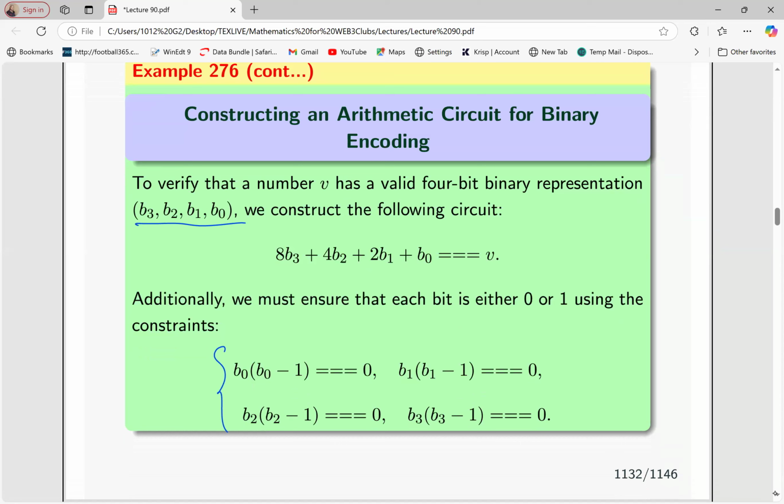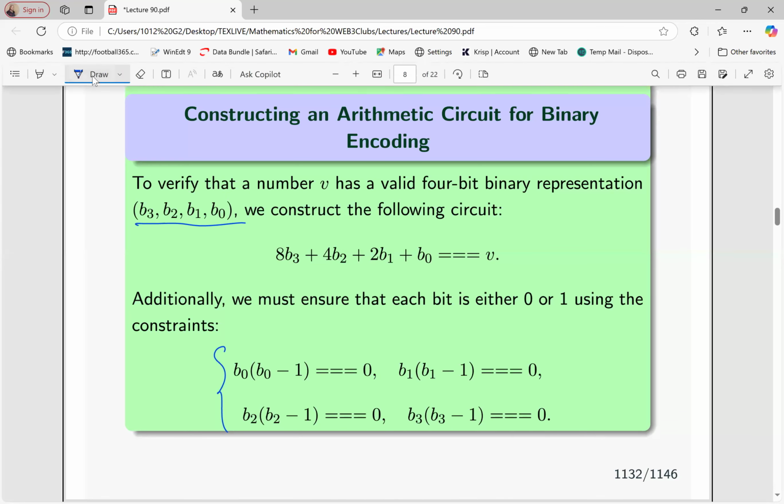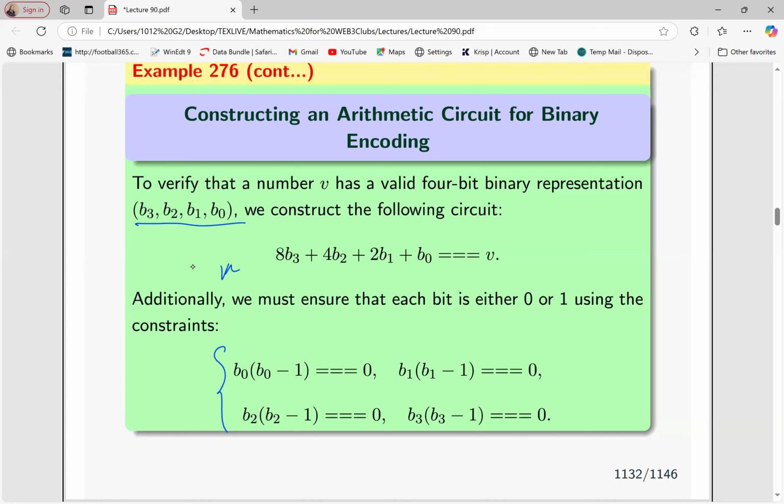The first one is B0 into B0 minus 1 is equal to 0. Okay. B0 into B0 minus 1 is equal to 0. So what does this mean? When is this equation satisfied?